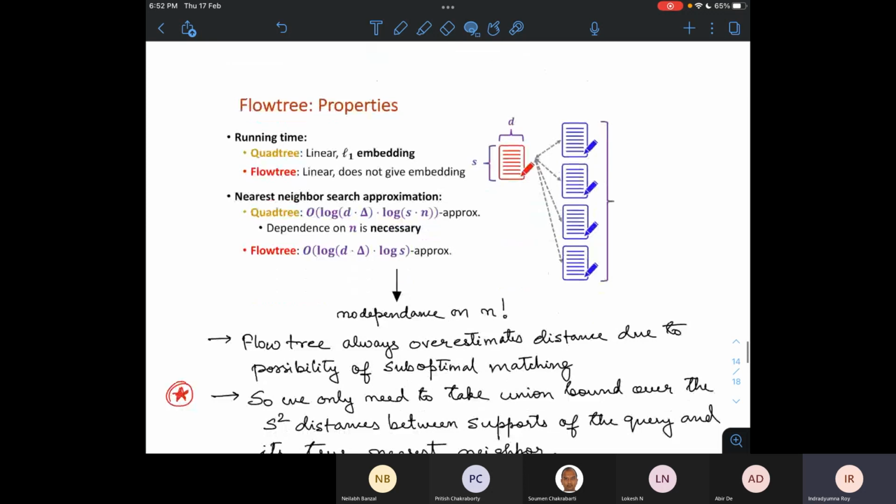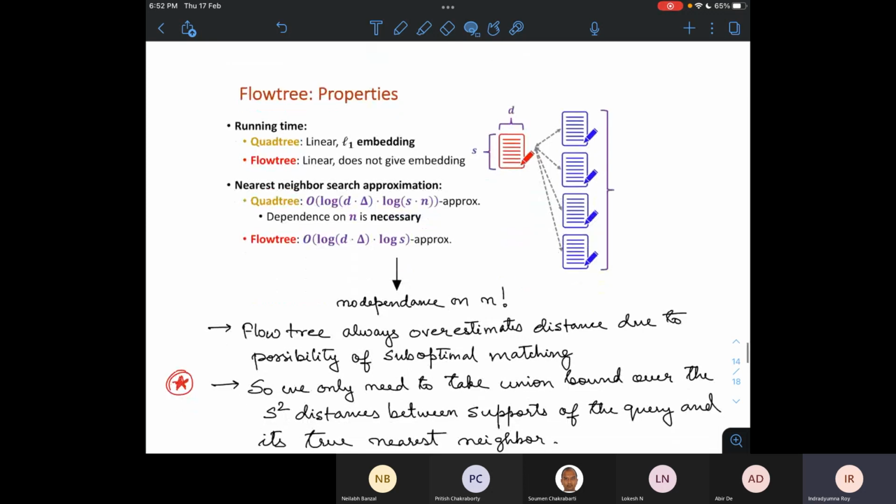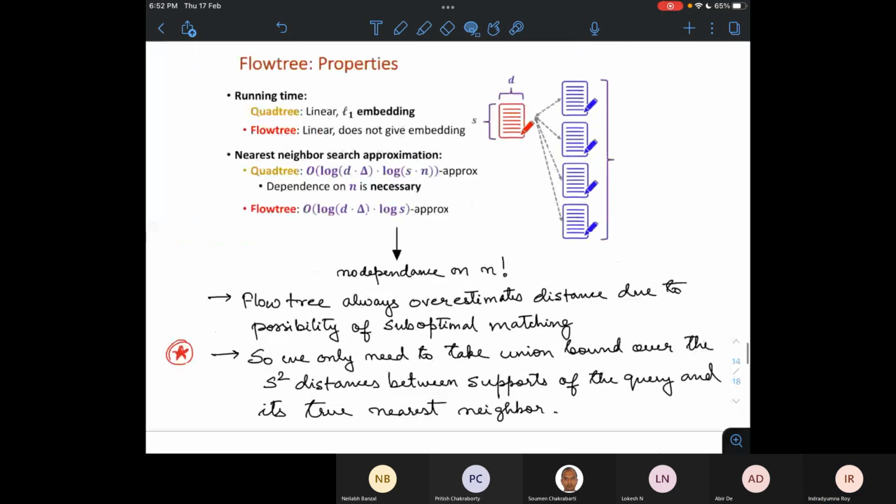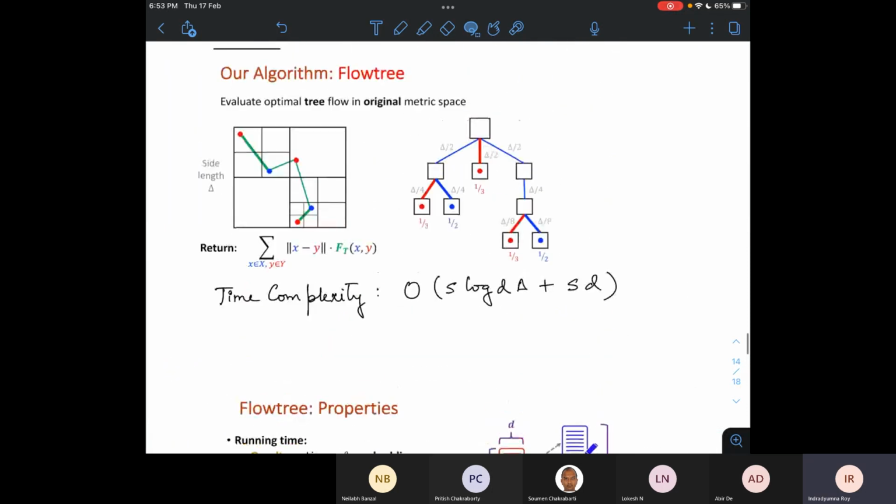And now the thing is that, so here I am a bit again unclear, but what they show is that in the flow tree, you will notice that it is always prone to overestimating the actual distances, because the tree metric flow, green F, can be a suboptimal matching. So it always overestimates the distance. It cannot underestimate the distance.